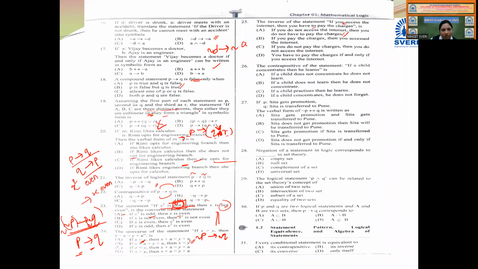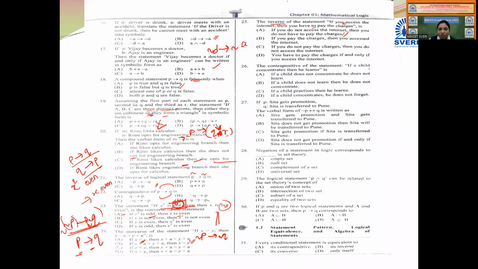Is it inverse or converse, बच्चों? This is converse. Converse is different. Inverse is different. हे converse होतं. B option is correct ma'am.